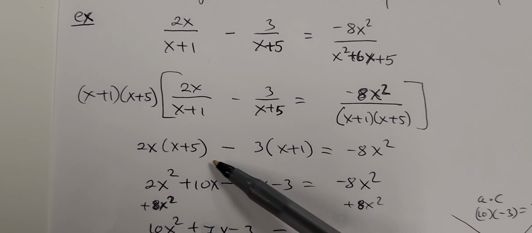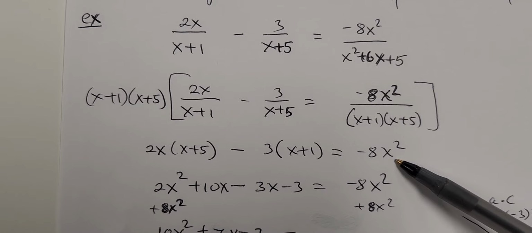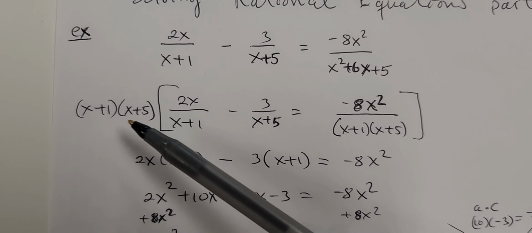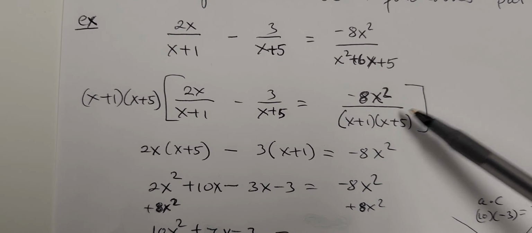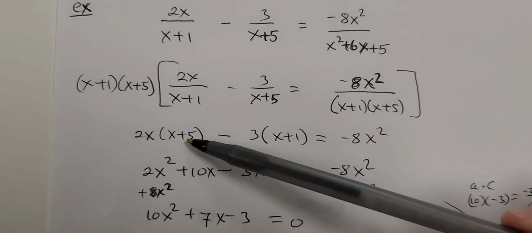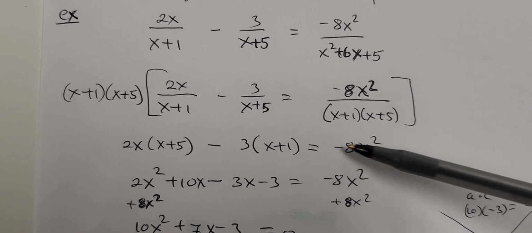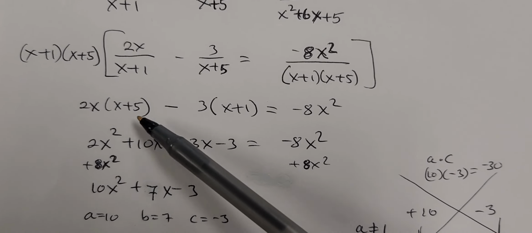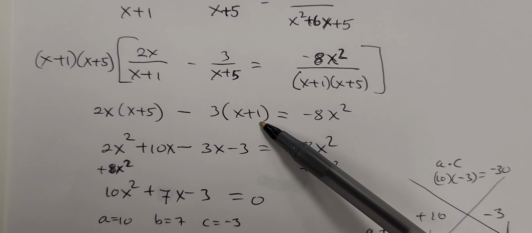As you can see, all of the denominators are gone. Again, we use the denominators to multiply so that they can be canceled out. As you can see, on this line right here, there are no more denominators. After that, we still have multiplication, so let's distribute.